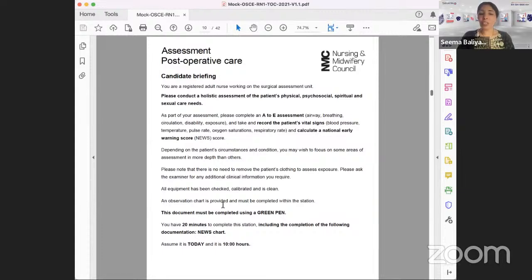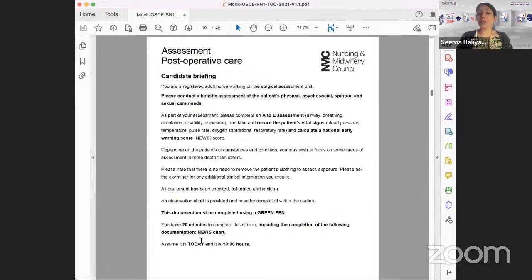And an observation chart is provided and must be completed within this station. And you will need to complete it using the green pen. This we also discussed yesterday, that you will be getting different pens for different tasks that you will be doing. And it says that you will have 20 minutes, and in 20 minutes, you will have to complete your task.